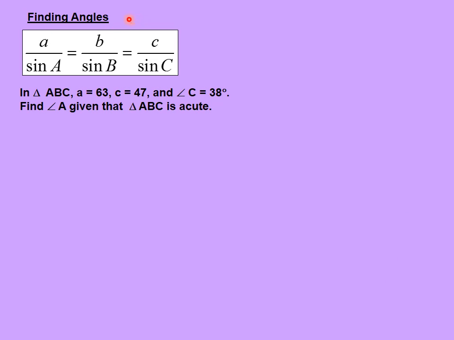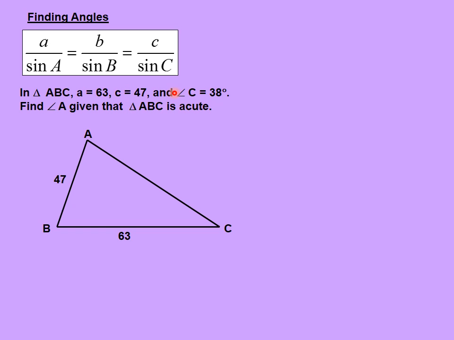Now I want to do finding angles. So let's just practice the same steps. Let's go ahead and draw our triangle. They want us to draw a triangle ABC, so I'm just going to use the same triangle. Let's label all our numbers. Side A is 63. There it is. Side C is 47. There it is. And angle C is 38. So there's that, angle C.